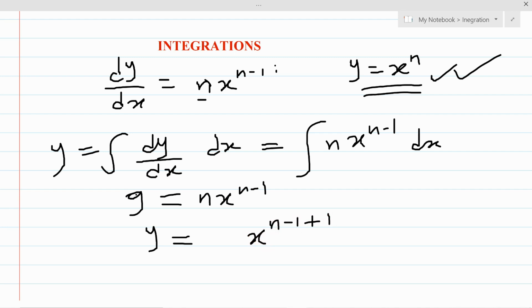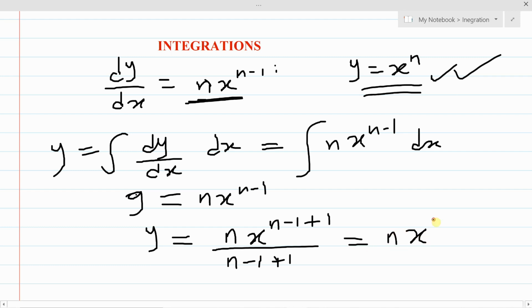Okay, then since for the differentiation we pre-multiplied the function by the power n, let's divide the whole of this by the new power that you've gotten, n minus 1 plus 1. Now this is equal to nx to the n over n, and this is equal to what? x to the n.